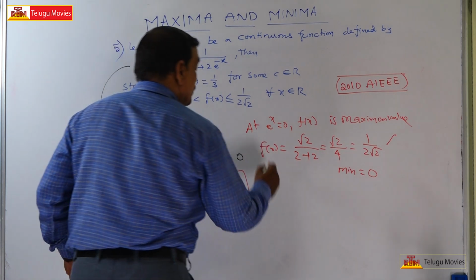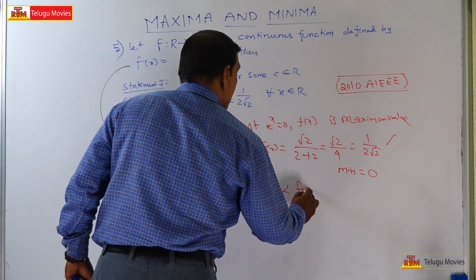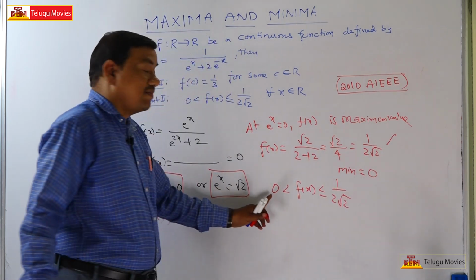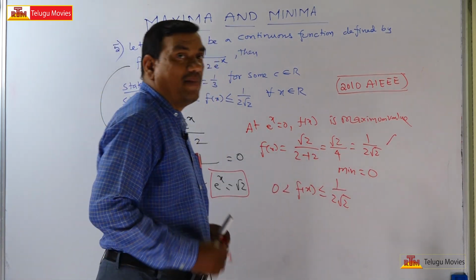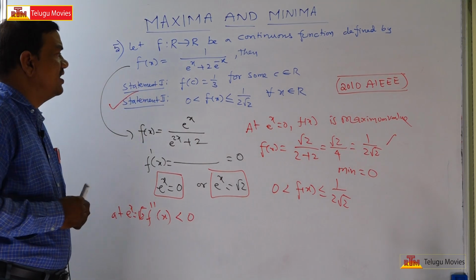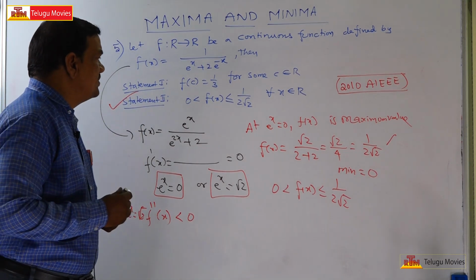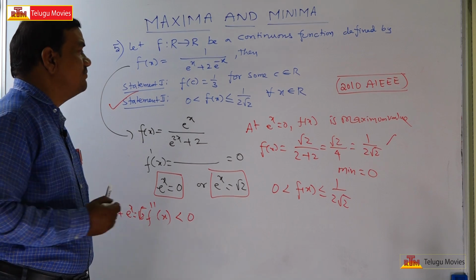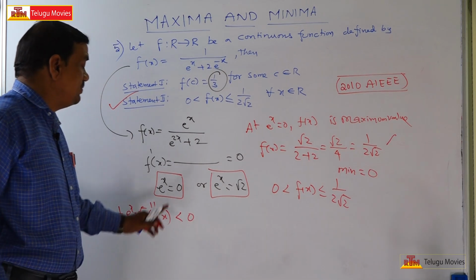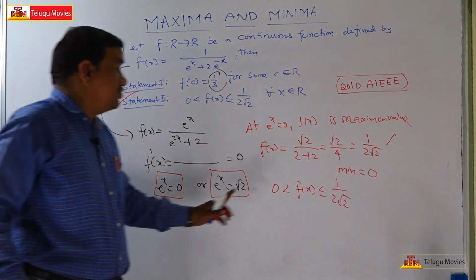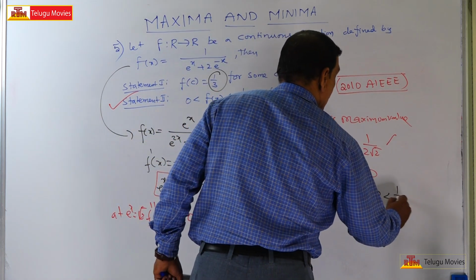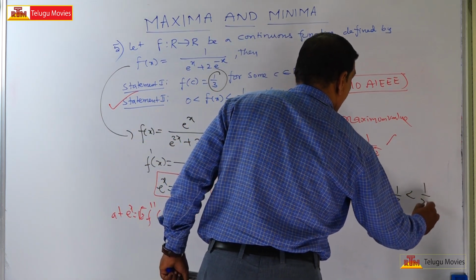Therefore, on the whole, what you will get? 0 less than f of x less than 1 by 2 root 2. So this is the minimum value and this will be the maximum value. So the statement 1 is correct. Let us come to f of c is equal to 1 by 3 for some c belongs to R. If you observe here, this 1 by 3 value lies between 0 and 1 by 2 root 2. See here, 0 less than 1 by 3 less than 1 by 2 root 2.